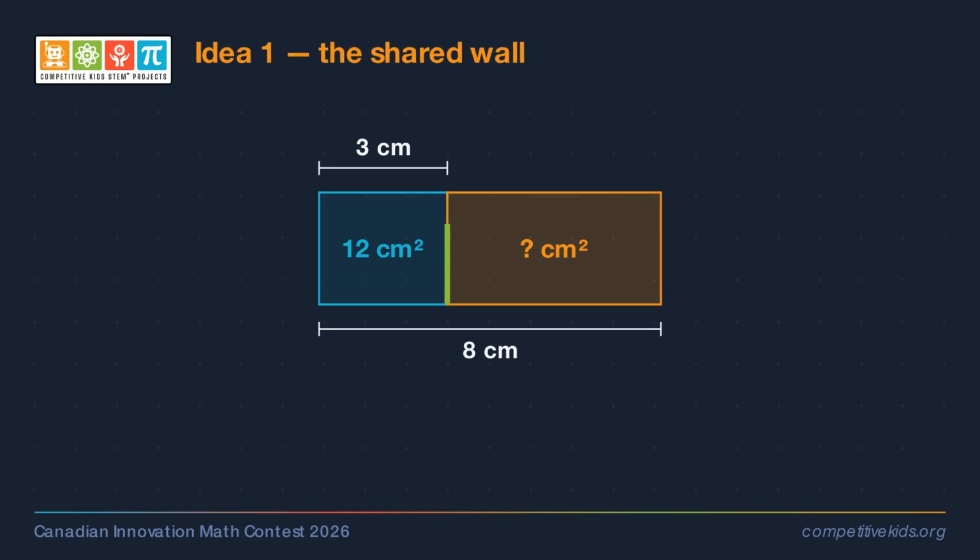Look at the wall between the two rectangles. They share it, so both rectangles have the same height. That is the principle. Same shared side means same length. We just need to find what that height is.